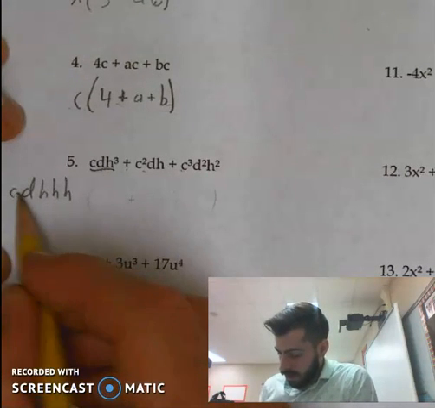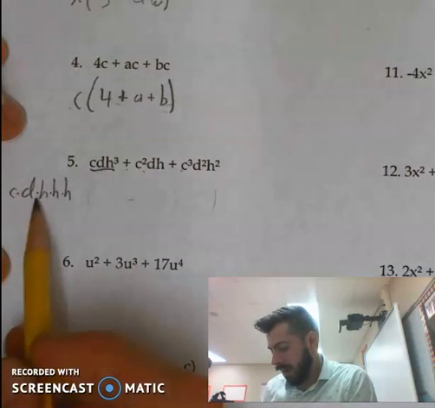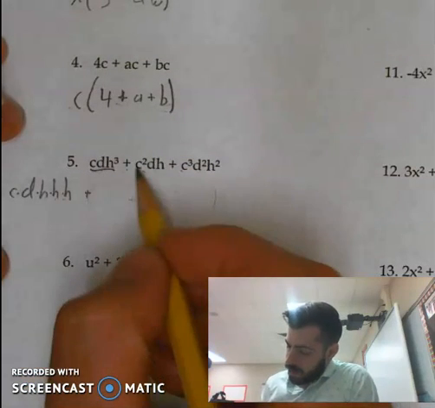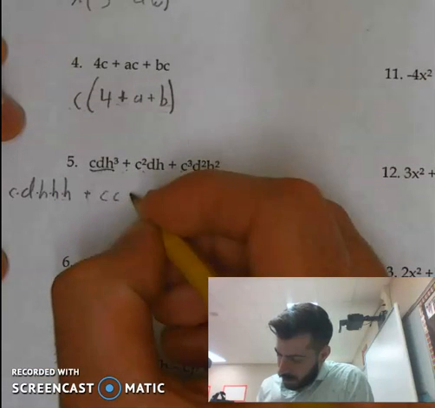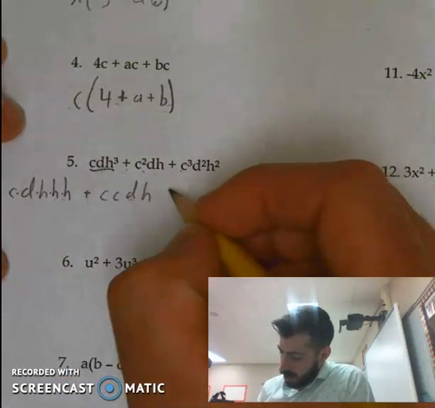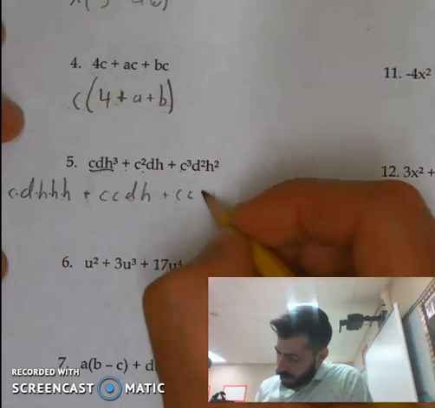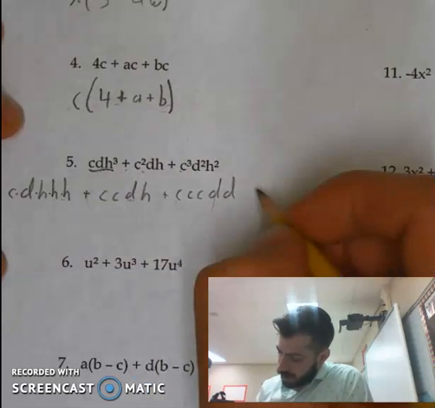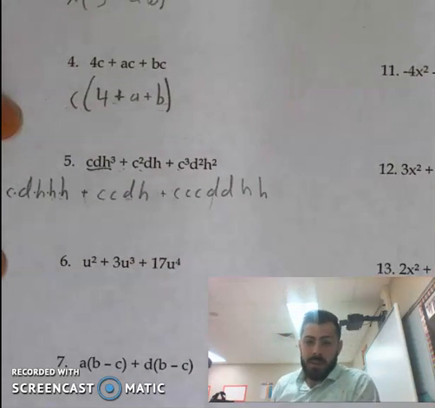These are all variables being multiplied by each other. That's what an exponent is. It's that value multiplied by itself 3 times. The next term, we have c squared times d times h, so we can write c times c times d times h. And for the third term, c cubed times d squared times h squared. So that's 3 c's being multiplied times 2 d's being multiplied times 2 h's being multiplied. And now you know why people use exponents, right?